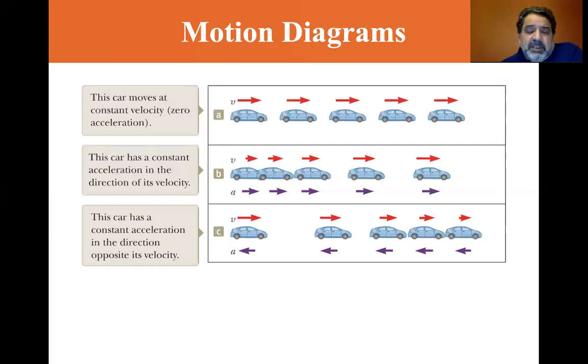Notice the purple acceleration arrows. They're all the same size. Those little purple arrows at the bottom, they're all the same size. Also, notice the spacing between the cars. The spacing is getting closer and closer because as time goes on, it's slowing down. So it's not covering as much distance for the same time interval.